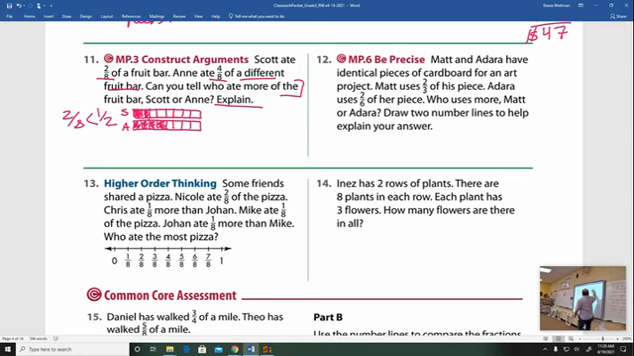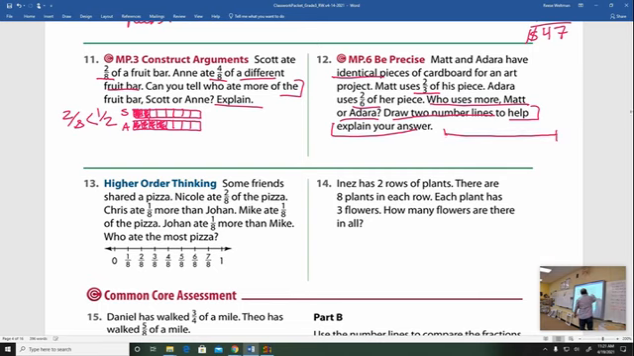Okay? Matt and Adara have identical pieces of cardboard. Identical means they're the same piece of cardboard for an art project. Matt uses 2/3. Adara uses 2/6 of her piece. Who uses more, Matt or Adara? That's the question, right? Who uses more? Draw 2 number lines to help. Okay, so if you didn't draw 2 number lines here, you already did it wrong. It literally says draw 2 number lines. If you didn't do it, it means it's not complete. So make sure you've drawn 2 number lines in that one.